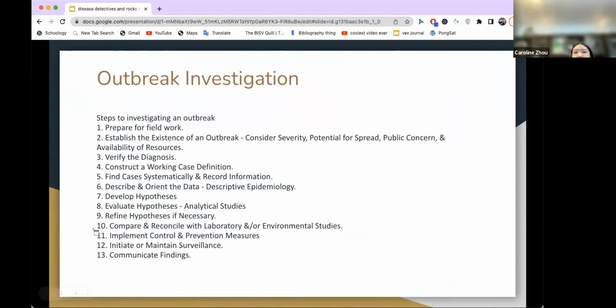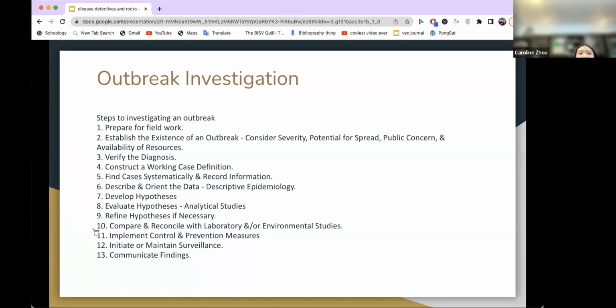Okay, so here are the steps of outbreak investigation. First, you have to prepare for field work, like preparation. The second, establish the existence of an outbreak. So gather information about this outbreak, consider the severity, the potential for spread, the public concern, and availability of resources. And then verify the diagnosis. Construct a working case definition. I'll talk about how to write a case definition later. And then you have to find cases systematically and record information.